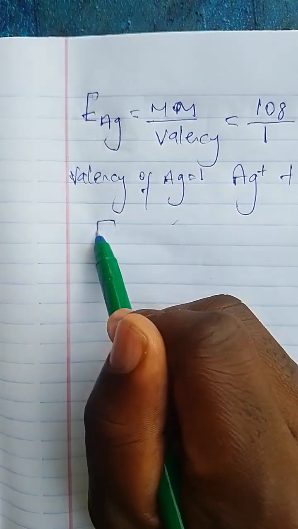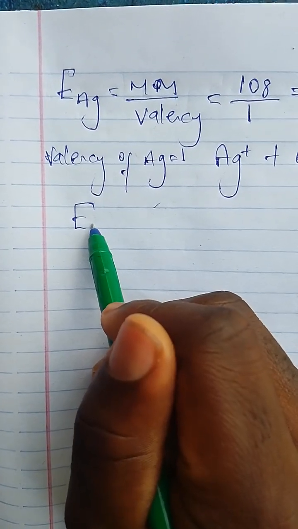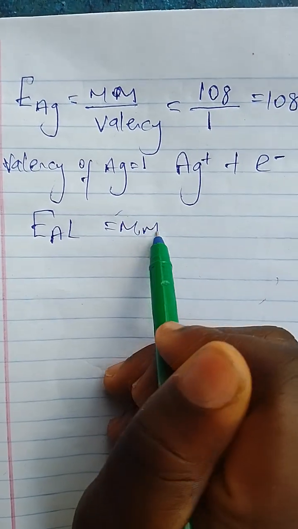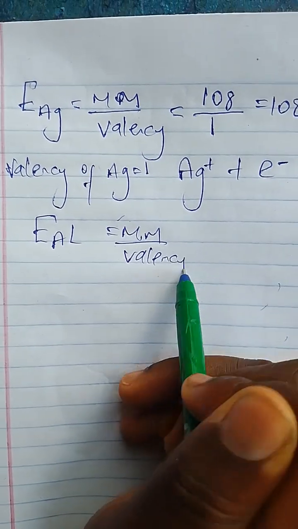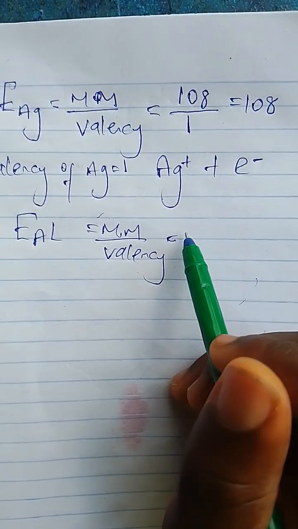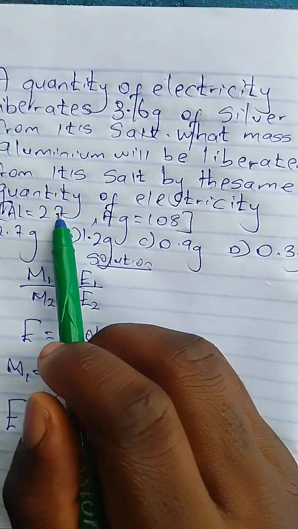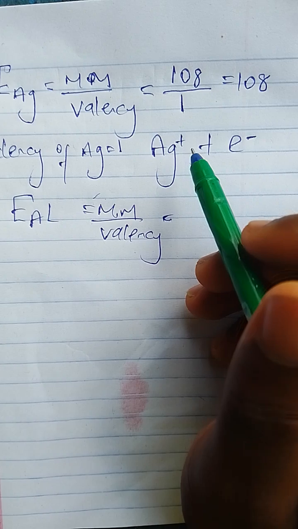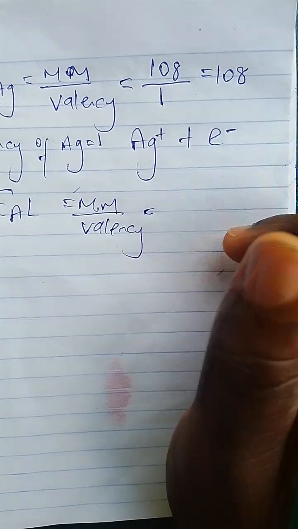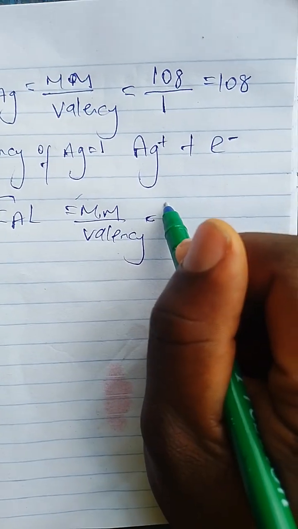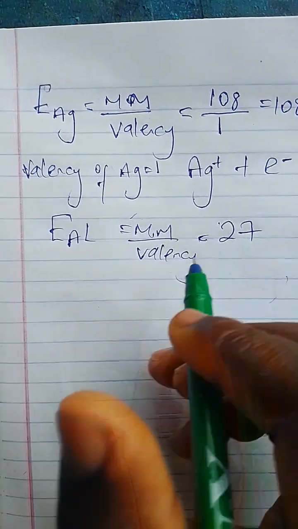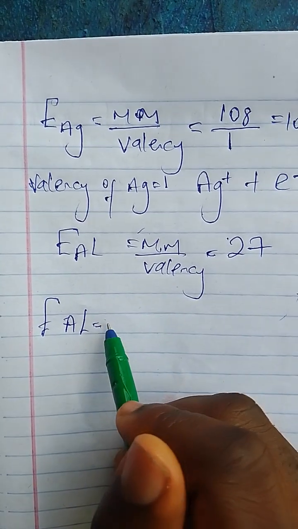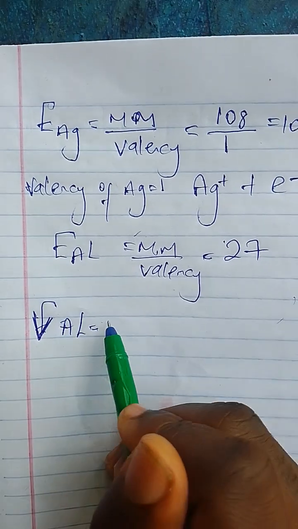Now moving on, the electrochemical equivalent of the second element, which is aluminium, is the molar mass over the valency. The molar mass is what was given in the question, which is 27. It's not diatomic, neither is it in a compound, so we're not dividing, adding or multiplying anything. We're just going to write 27. And the valency, we all know the valency of aluminium is 3.